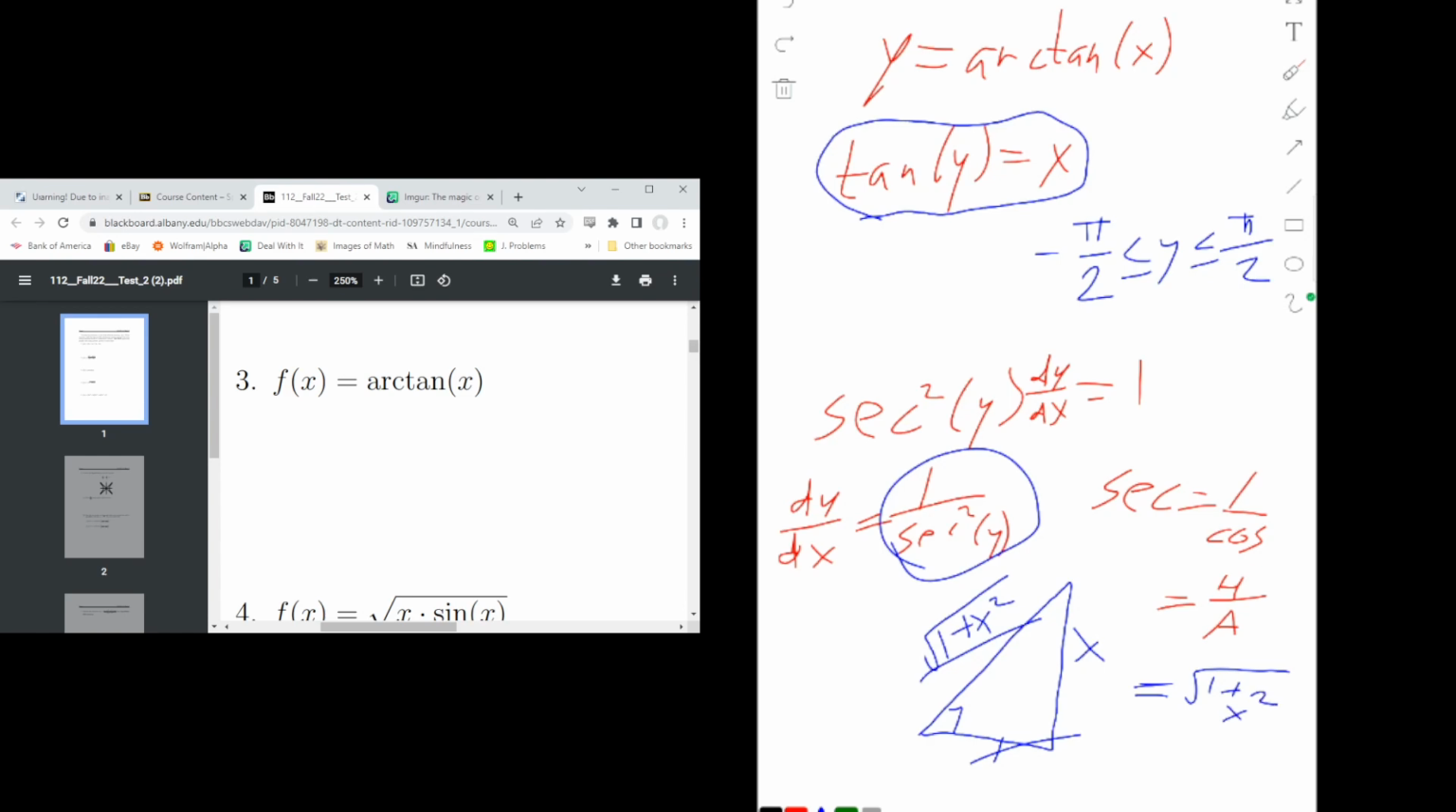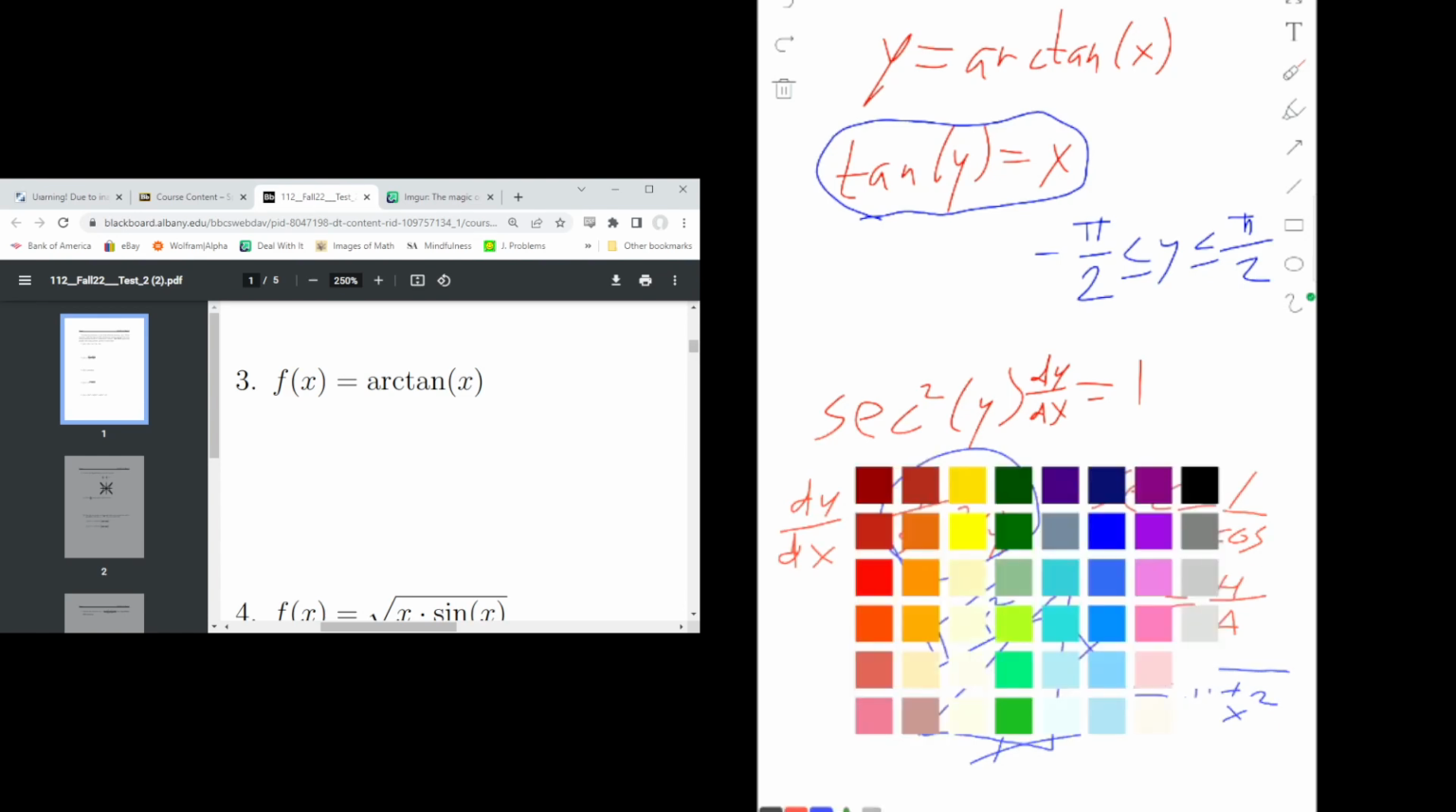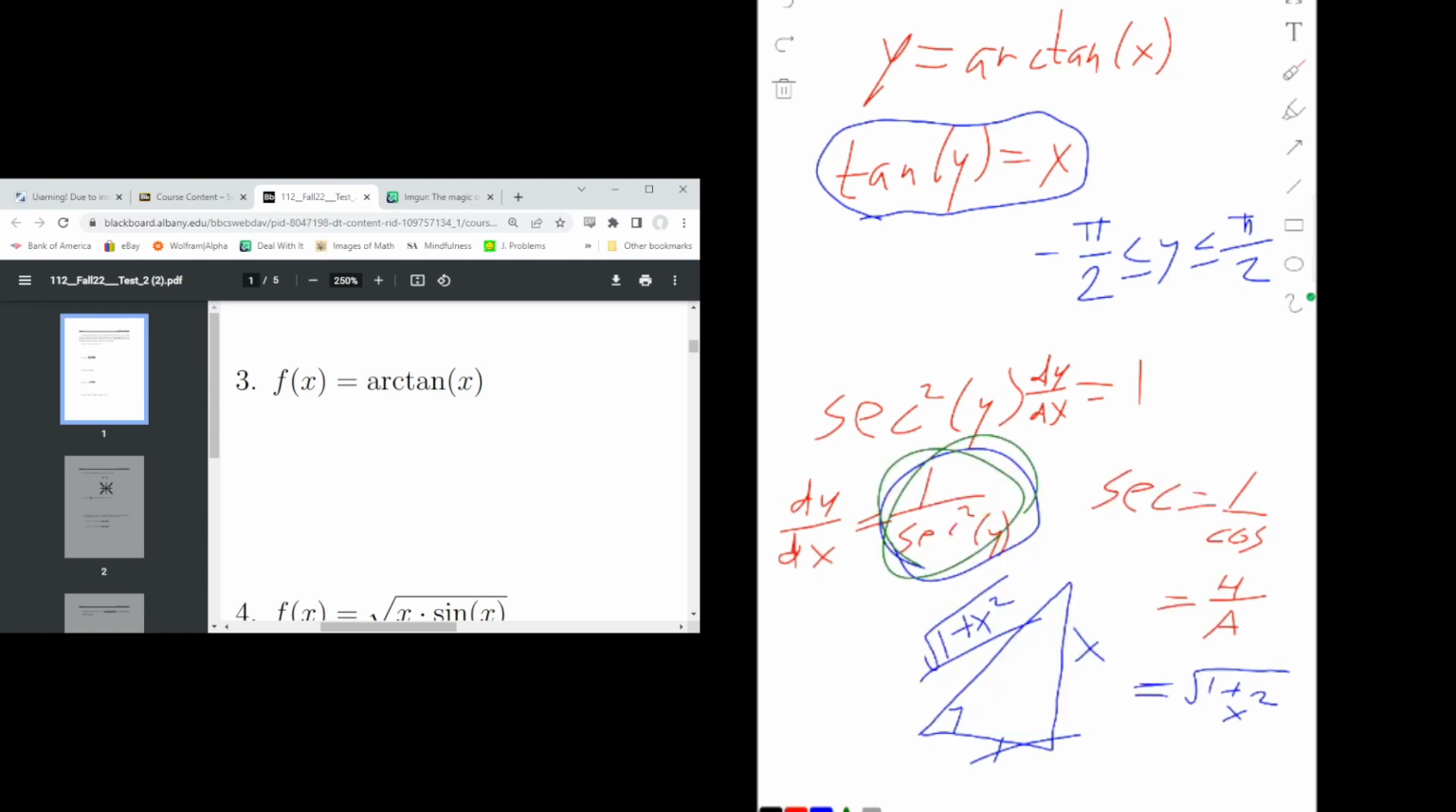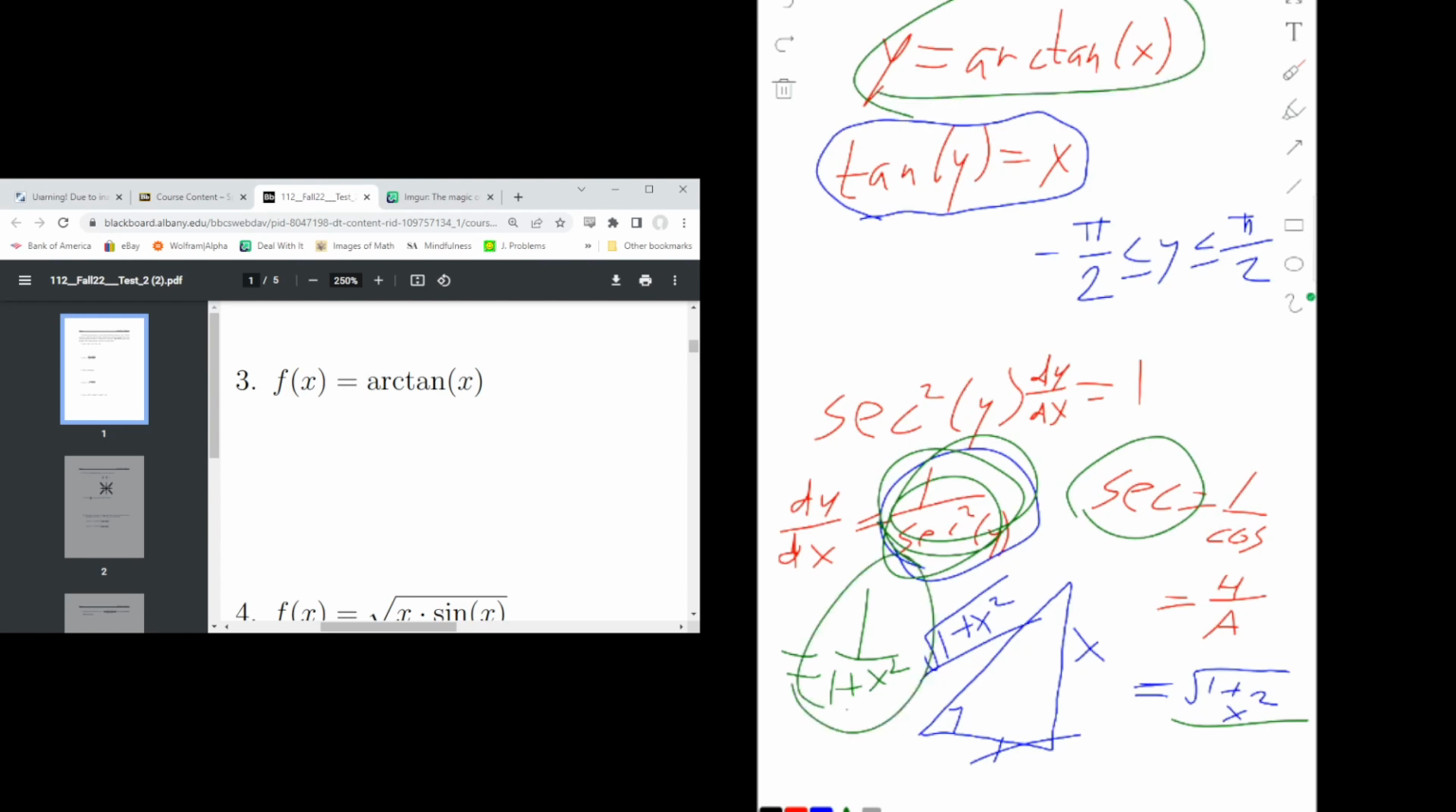One plus x squared. Anyway, we square this and take its reciprocal, as is suggested here, right? We've got secant, it's this value, but we want 1 over secant squared, so this just turns out to be 1 over 1 plus x squared, right? That's why the derivative of arctangent is 1 over 1 plus x squared.